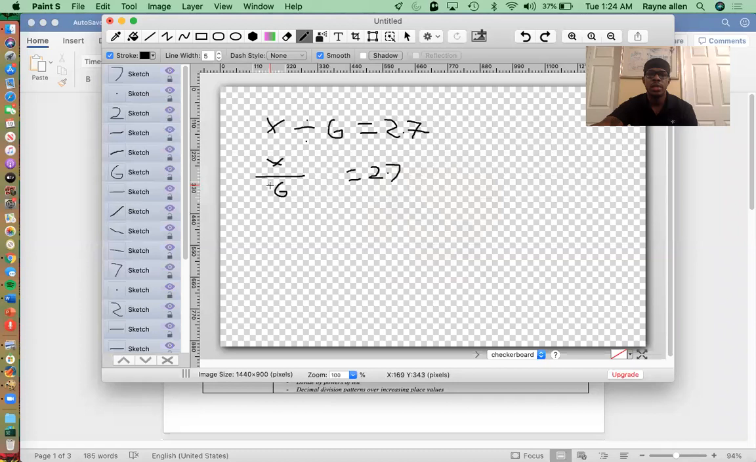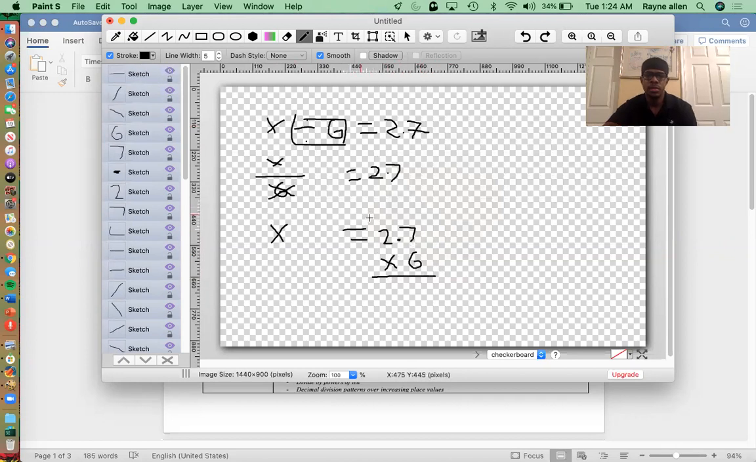So we can erase the bottom number. So now we just have x on this side, but we have to do the opposite of the operation that's happening here. So if we're dividing by 6, we need to multiply by 6. So we're going to have 2.7 times 6. What's that going to give us?